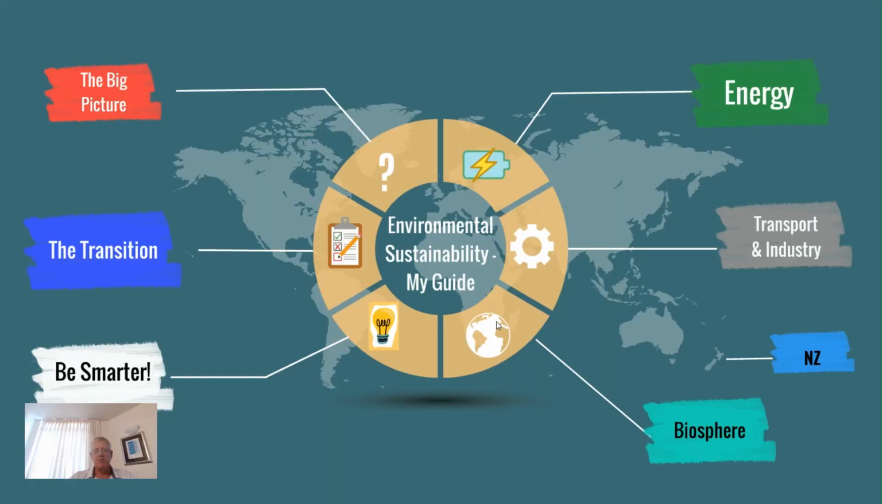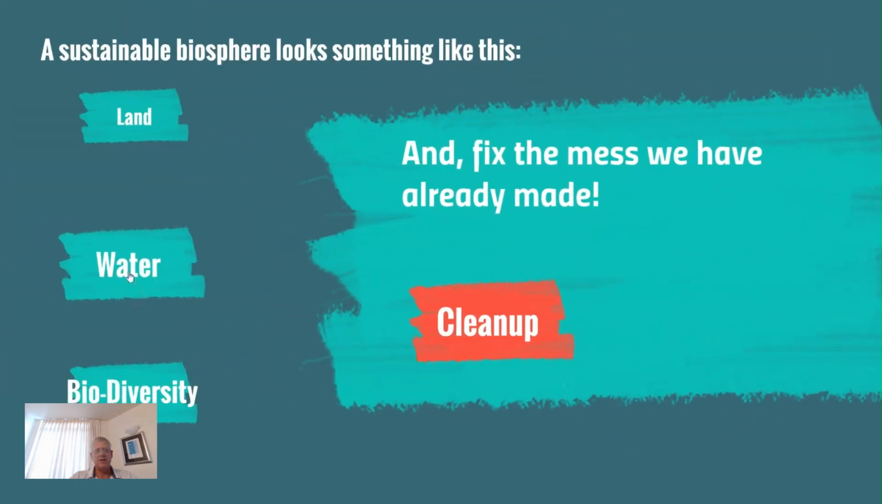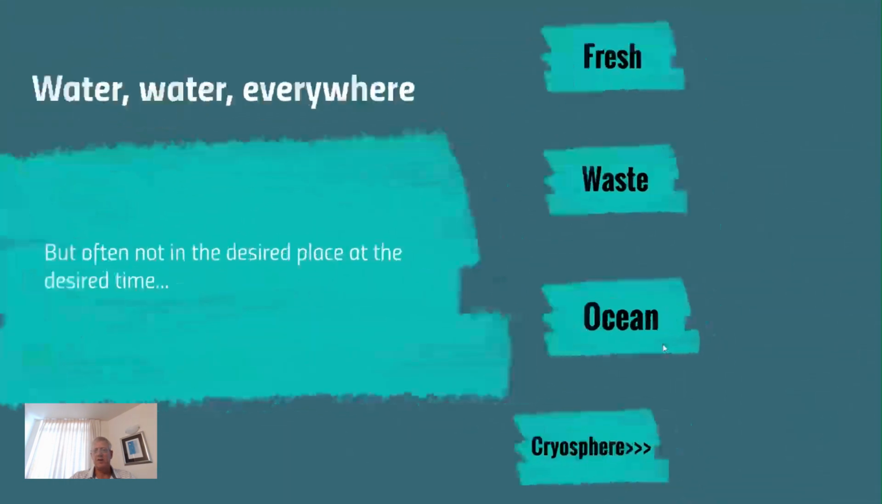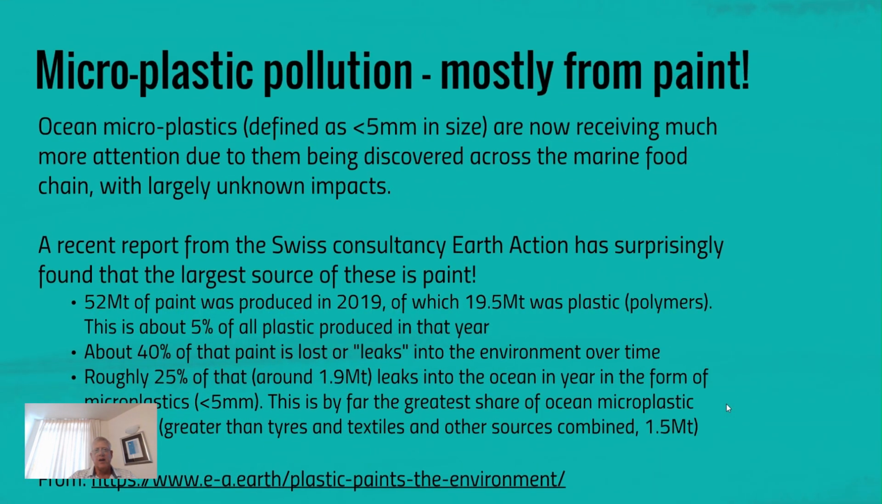So here we are in the famous presentation, or by now the famous presentation. Ocean microplastics is under biosphere, water, ocean pollution. So, ocean microplastic pollution is mostly from paint. What are ocean microplastics? First, these are fragments of plastic less than 5 millimeters in size, that's the definition. And of course, there's a lot of attention to that these days because they're finding them in the food chain, up and down the food chain, marine life, terrestrial life as well. But we're talking today about the marine life.